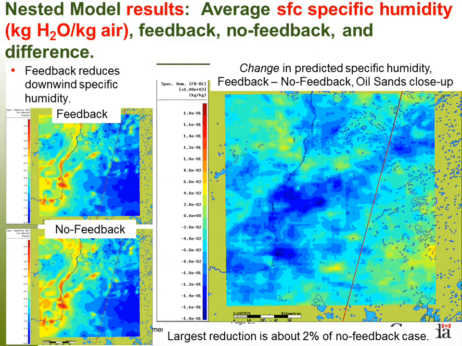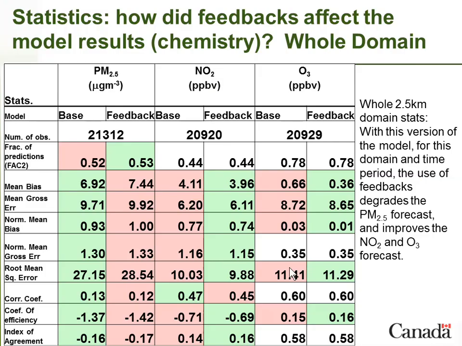Specific humidity at the surface dropped when we included the feedbacks in the area. So that's roughly the usual downwind direction. So you get changes in the specific humidity. It's about 2% of the no feedback case.